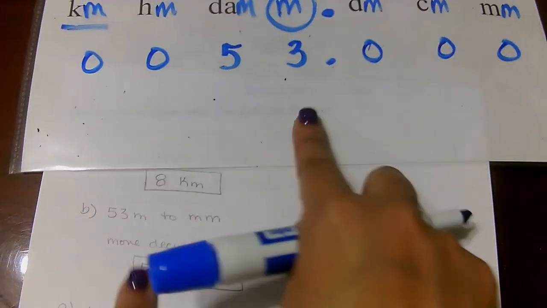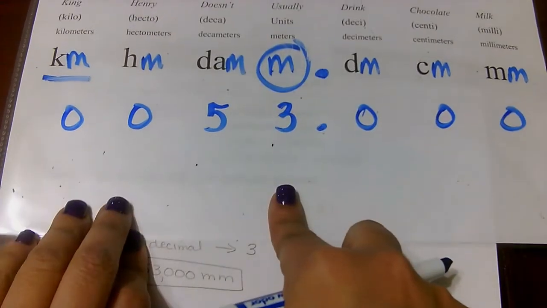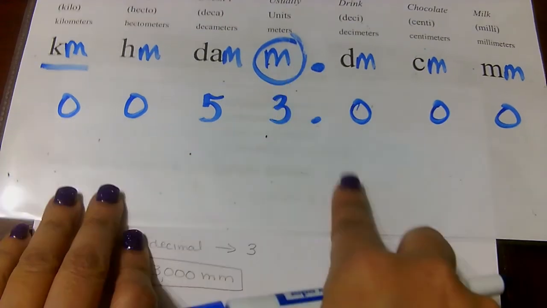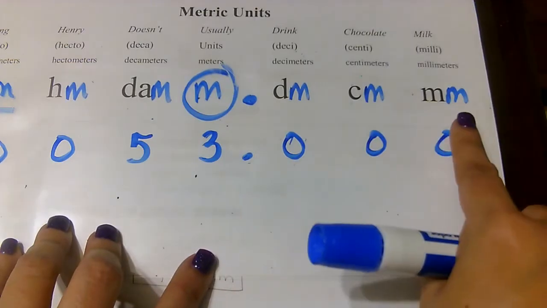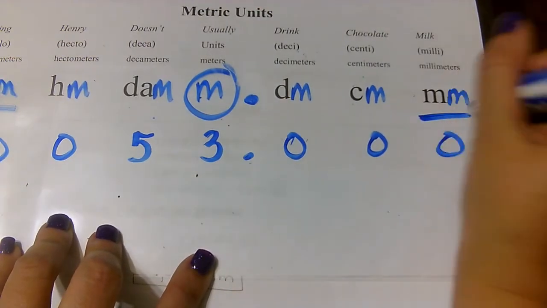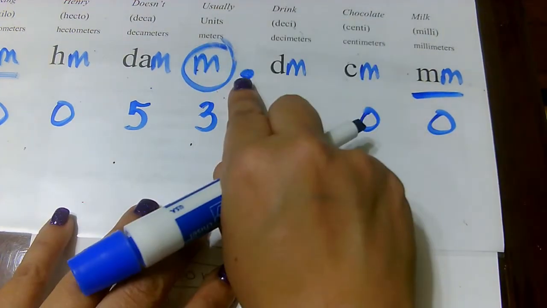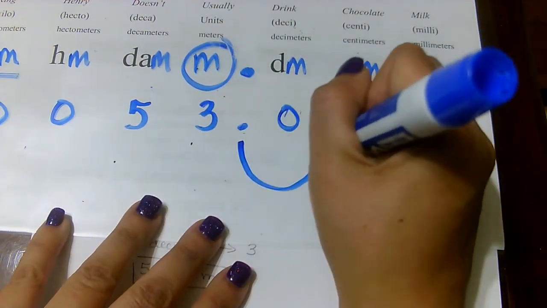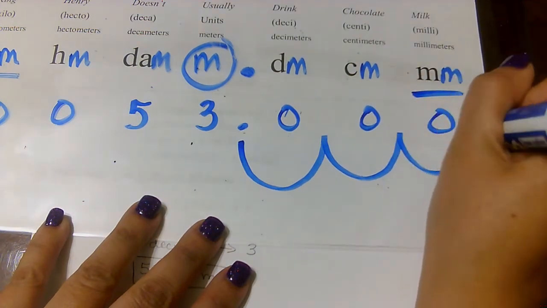Okay. Now what we're going to do is we're starting with the meters, which is circled here. It's still circled. And we're going to millimeters, which is way over here. Okay, so let's go ahead and start. Here's our decimal place. We're going to go 1, 2, 3.